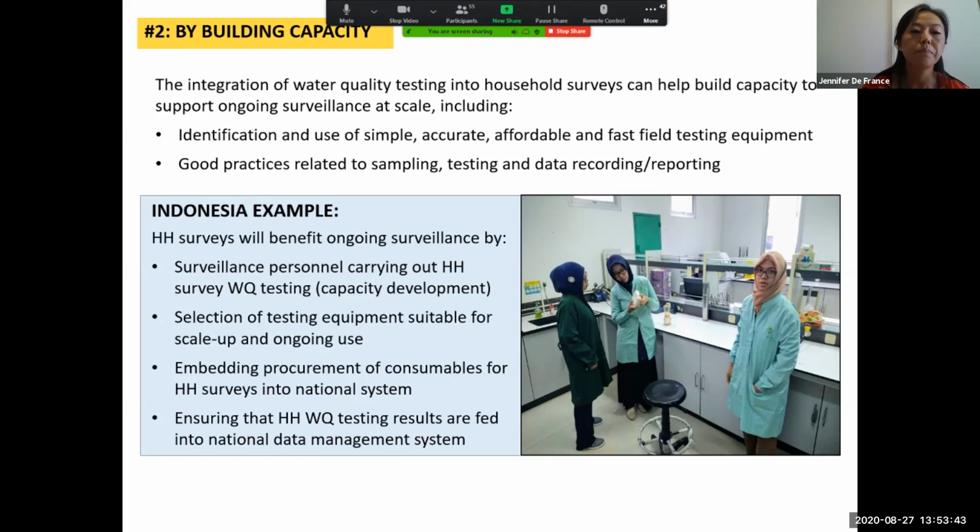They're also thinking about what equipment should be used for this testing in household surveys that they can still use when they conduct routine surveillance. The third point is about embedding the procurement of consumables for household surveys into the national system. So they're looking at how they're going to have the funding available for the consumables after the survey for routine surveillance. And then lastly, it's important to ensure that household survey water quality testing results will feed into the national data management systems. Indonesia is looking to develop an app-based surveillance system, and they'd like to integrate this household data into that data management system.